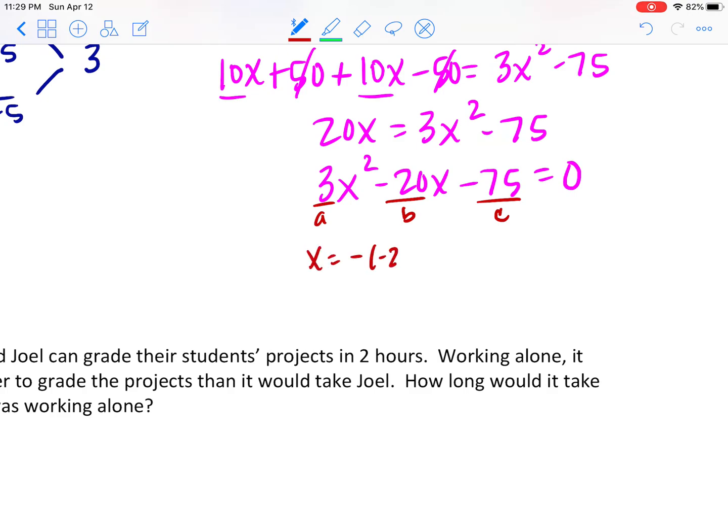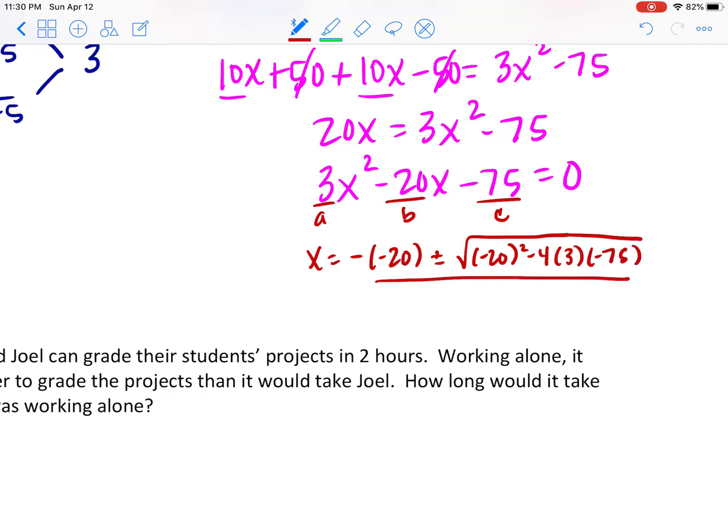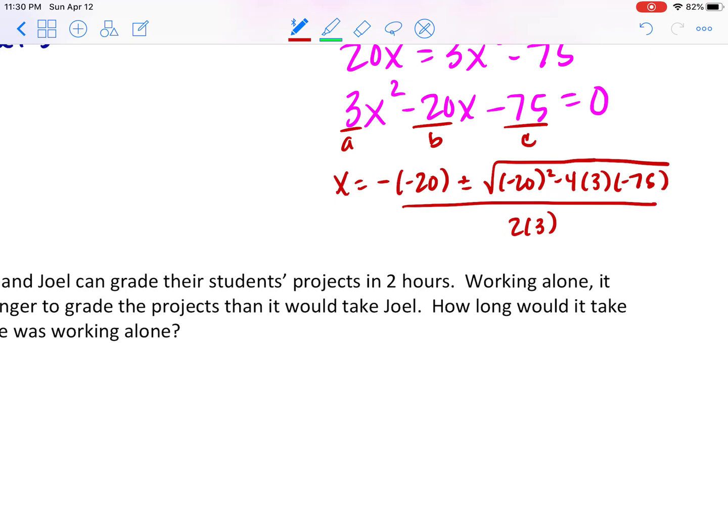So x is going to equal a negative b plus or minus the square root of b squared. Oh man, on fire here. B squared minus 4 times a times c, all divided by 2 times a. So this is a mess. X is going to equal negative negative becomes a positive 20, plus or minus, in the calculator, we already got 1300 for that radicand, and then 6 on the bottom. Now, let's go to the calculator.